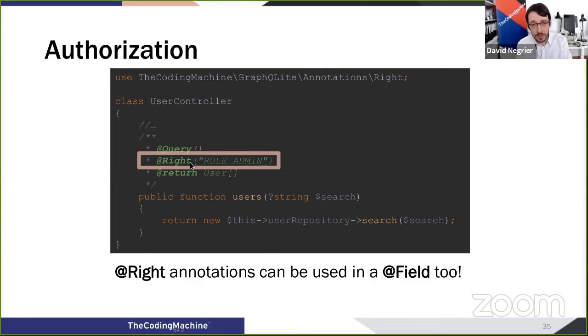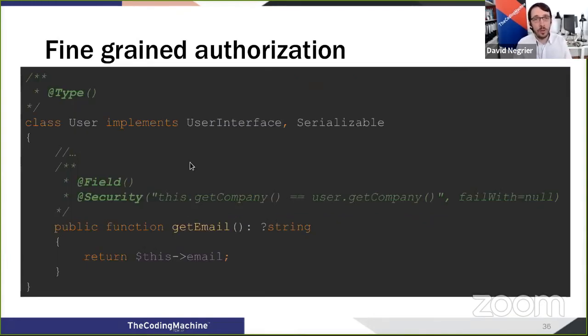You can also use the Right annotation on fields directly. You can even do fine-grained authorization, if you want to say that some objects can be seen but not others. In this example, I've got an email field from a user, and basically I am saying that I am looking at the company of the user, of the current user, and comparing it with the company of the user that is logged in. User here refers to the user that is currently logged in. And basically this is saying, I can see the email of the people that are in the same company as me. I can see the email of my colleagues, but I cannot see the email of someone that is not my colleague. So with this Security annotation, we can go quite deep to do fine-grained authorization.